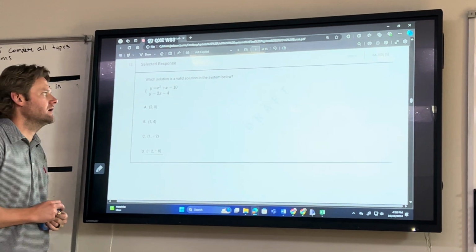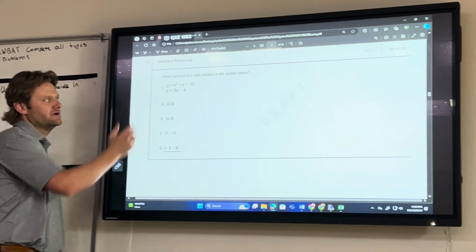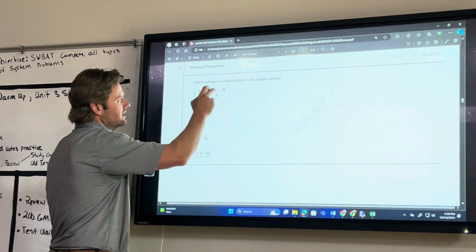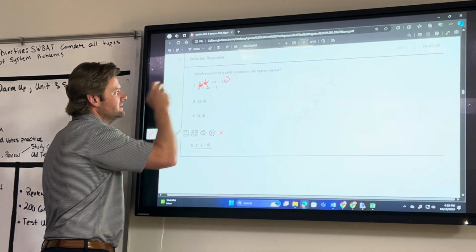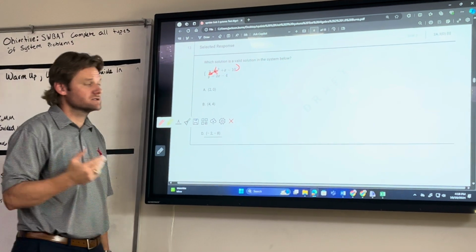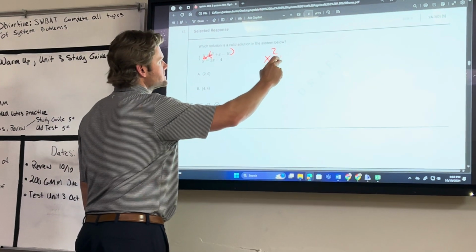Which solution is valid to the system below? Again, I now have another quadratic with a linear, right? So I can use substitution. I can set these two equal to each other. I can solve. I can use Desmos and look for those solutions as well. But I'll go ahead and solve this out.